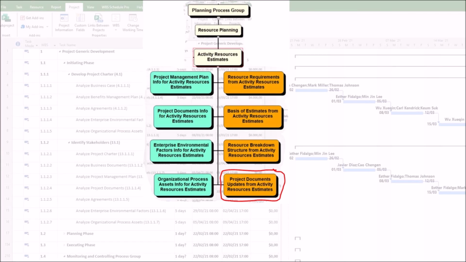As a final message, the project documents updates output ensures that the reasoning behind the numbers is preserved, facilitates integration with other project areas, and provides the necessary foundation for proactive project control. Ignoring this output turns resource estimation into a one-time, isolated guess rather than an integrated, manageable component of the project plan.